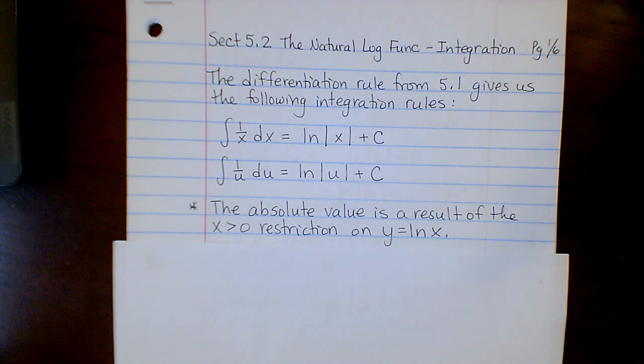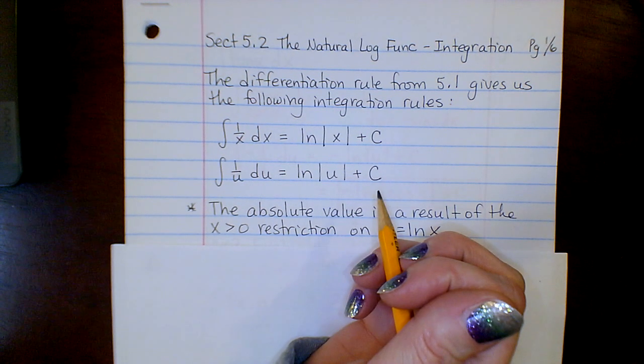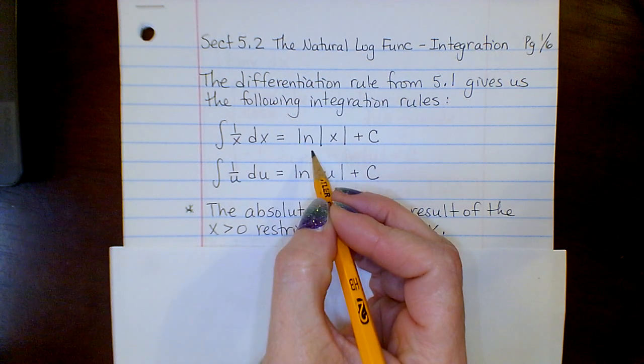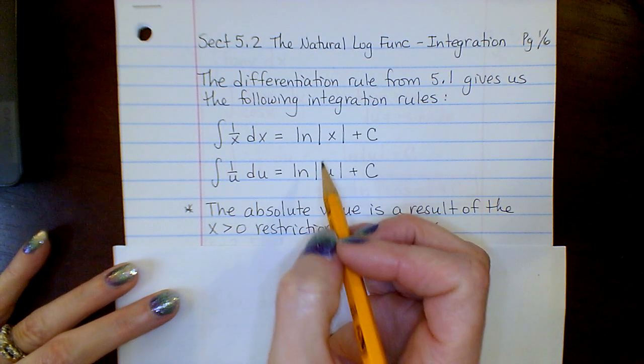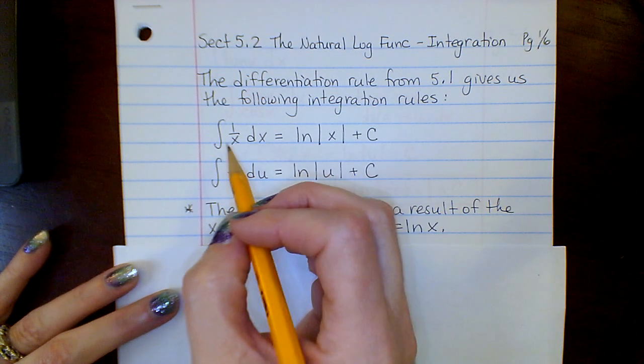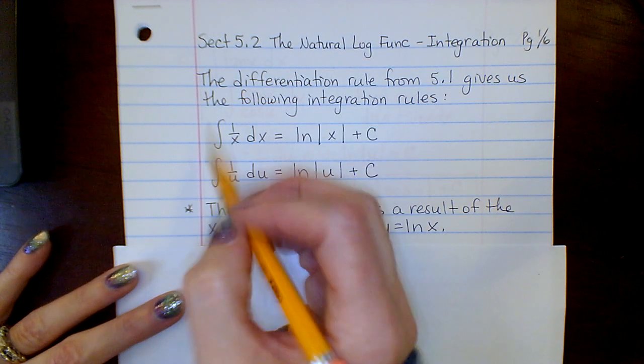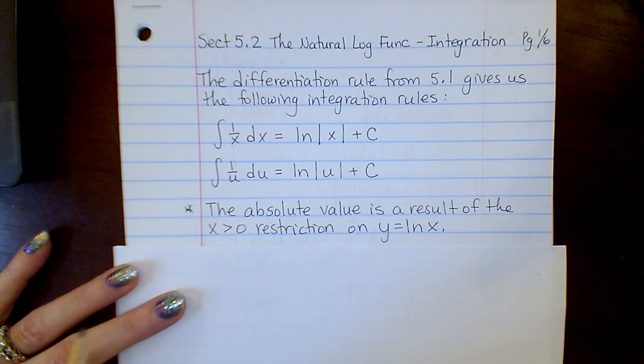So this is section 5.2, and this is on integration of the natural log function. In 5.1, we talked about the differentiation rule, and we talked specifically about the derivative of the natural log being 1 over x. So it stands to reason that if the derivative of the natural log is 1 over x, then the integral of 1 over x must be the natural log.